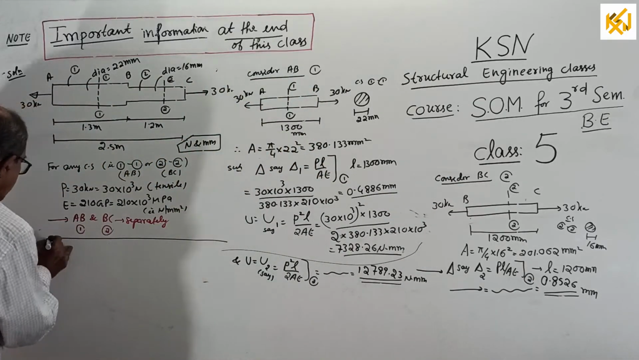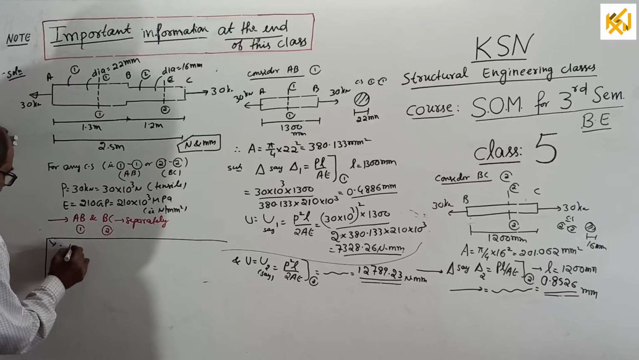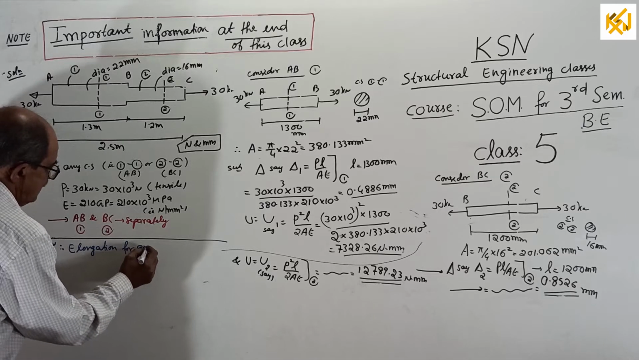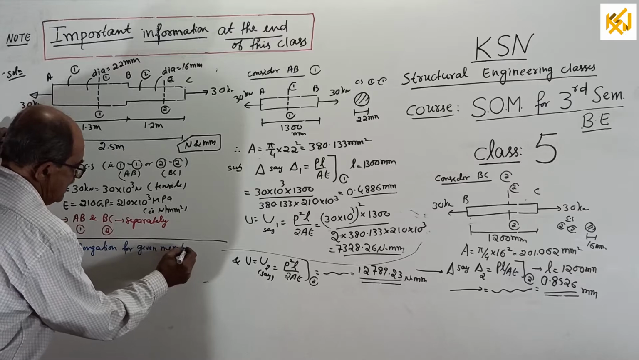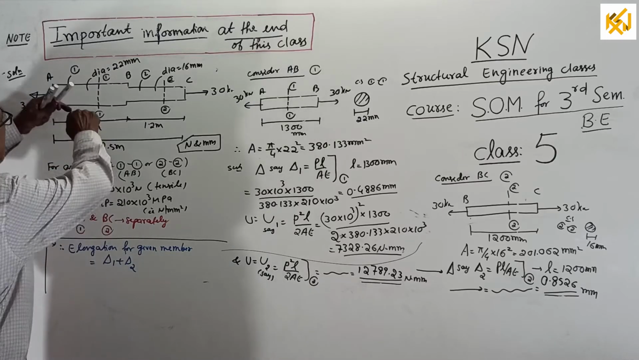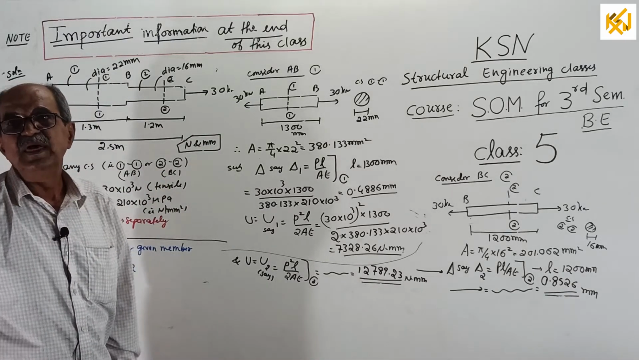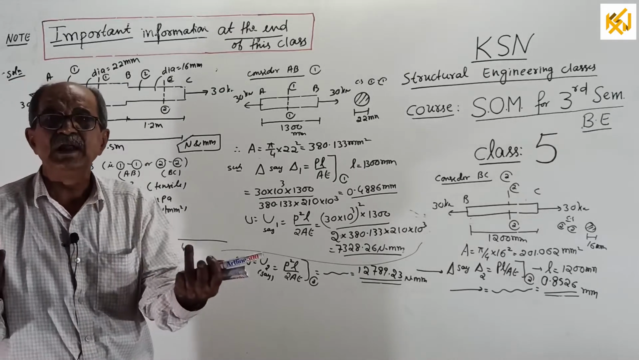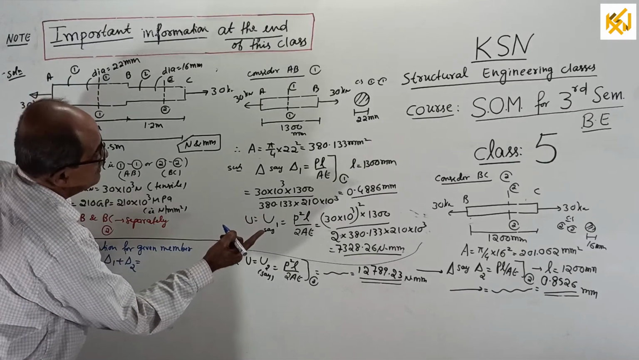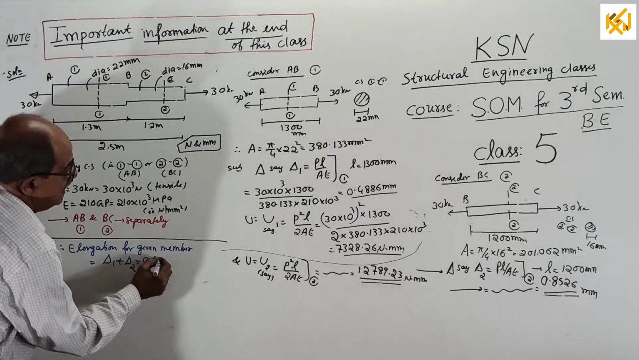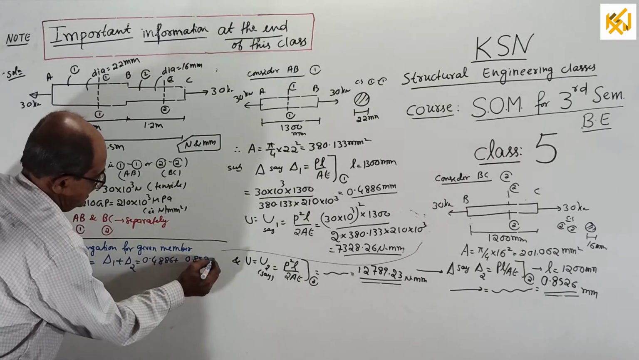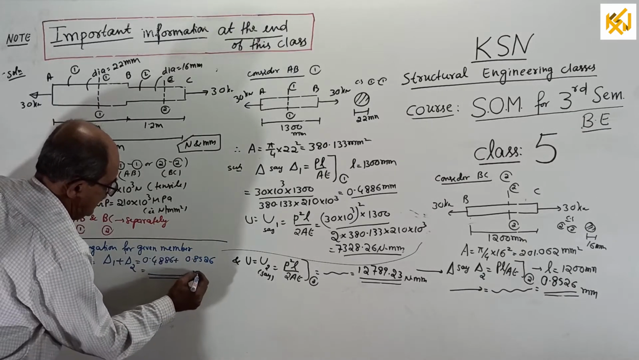Now, conclusion, final. Therefore, elongation for the given member equals delta 1 plus delta 2. Why? This is elongating. Last time was a critical question, with some elongation and some contraction. This time both are elongation. So simply add: delta 1 is 0.4886 plus the other one, 0.8526, is the elongation for the entire member in millimeter.